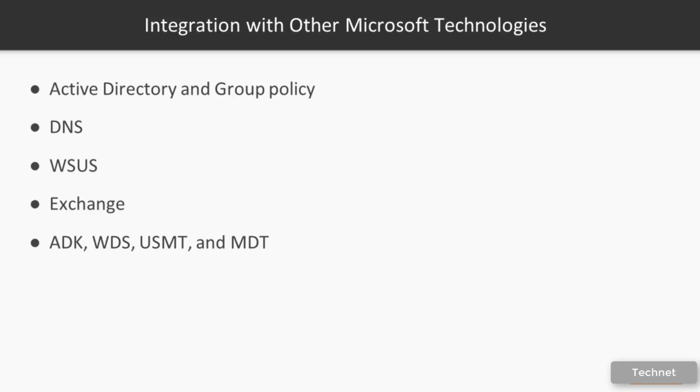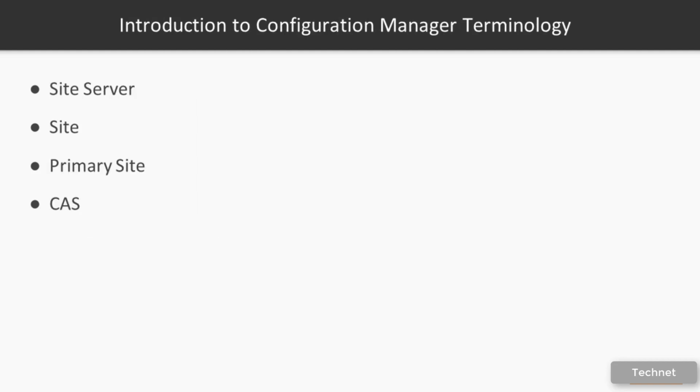Configuration Manager requires the use of Active Directory. It uses Domain Name Services, DNS, for name resolution. Config Manager integrates with Windows Software Update Services, or WSUS, for the implementation of a patching solution. You can implement conditional access to Exchange. In other words, users won't be able to access email services using unmanaged devices. And the Automated Deployment Kit, Windows Deployment Services, User State Migration Tool, and the Microsoft Deployment Toolkit are all used in operating system deployment.